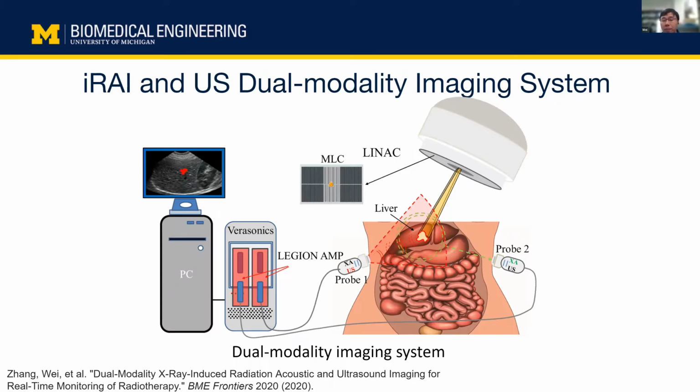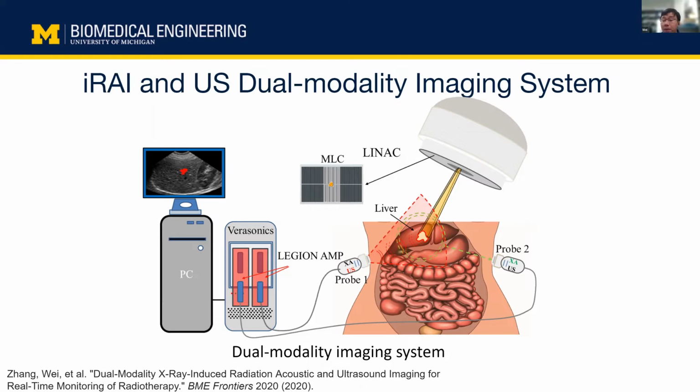So to solve this problem, we developed a second generation image system, an iRAI and ultrasound dual-modality image system. We are using a commercial linear array together with a multi-channel ultrasound imaging platform, the Verasonics system. So we can drive two probes together, and we can also use the same probe for both iRAI acquisition and ultrasound imaging, which means that the images are naturally co-registered.